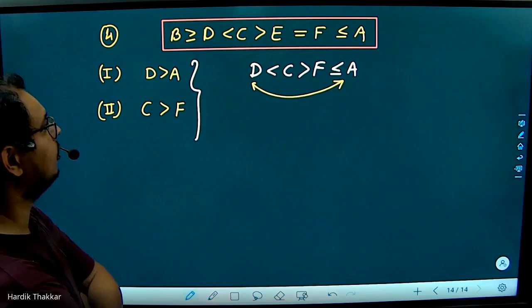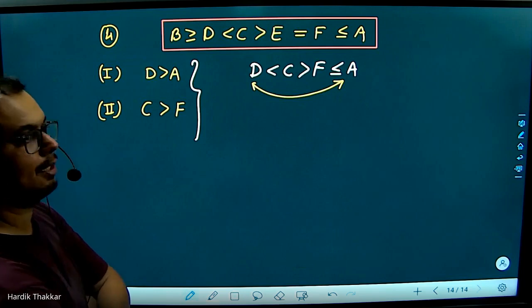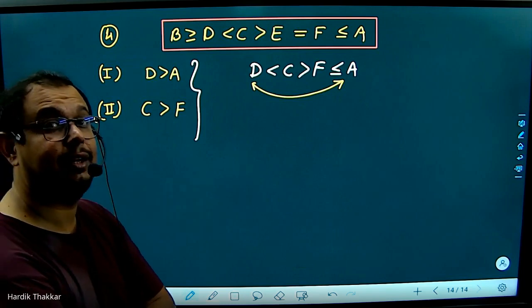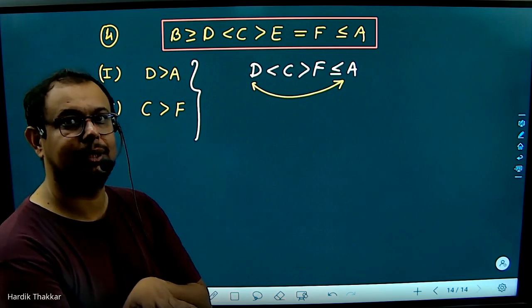So that means for D is greater than A, the entire equation given to us, starting from B is greater than D and then the last one A is greater than F, will be incorrect? No, actually we cannot say the inequality is incorrect. We say that we cannot draw any conclusion from this.